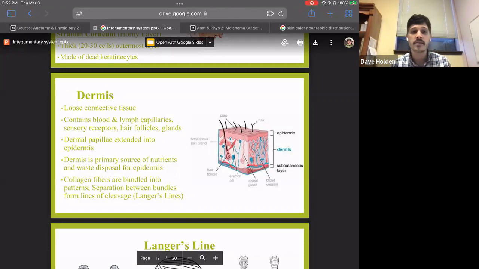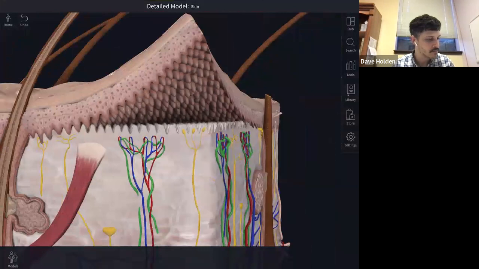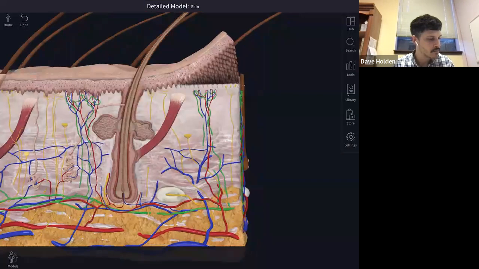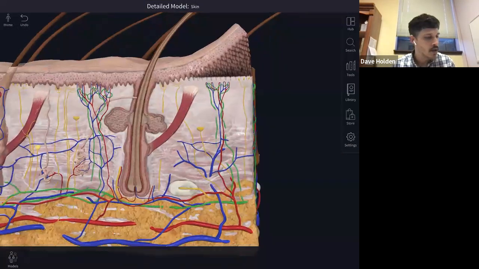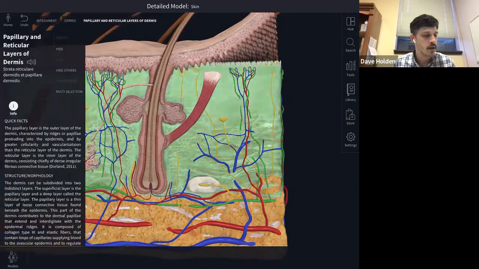Collagen fibers are bundled into patterns. Separation between the bundles form lines of cleavage called Langer's lines. Okay, take a look here. When I tap on the dermis, the whole dermis turns green. What I'm telling you is, when I touch off of this thing, the green is going to go back to white. Only the green is what I'm talking about. No other structures.